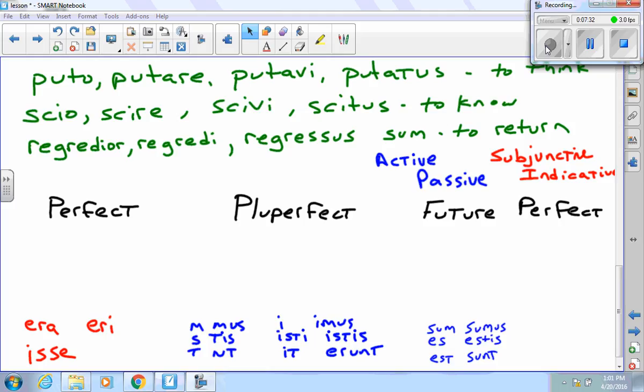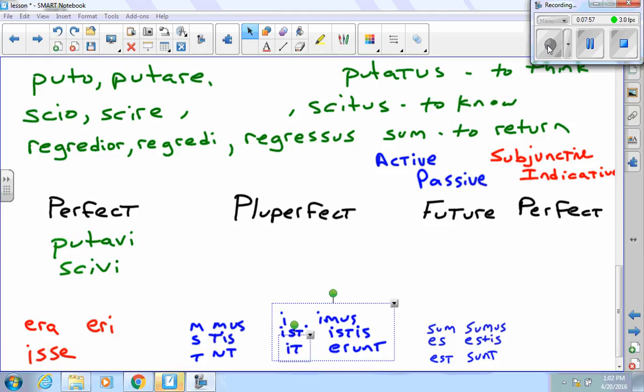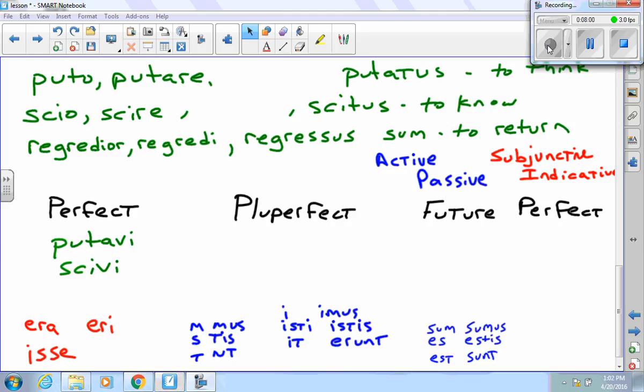And what about the perfect system? Perfect system is a lot easier than the present system because it doesn't have a lot of irregularities. If I want something to be perfect, I'm going to start off with the perfect stem. Here I have putawi and skiwi. I'm going to take off those I's if I need to. If I just put a T on the end of these, I'm going to get that perfect. I put the wrong T on that. These are the perfect actives right here. These are the endings that I'm going to put on there. So if I take off the I and I want the third person singular, I'd add the IT, and we get putawit.